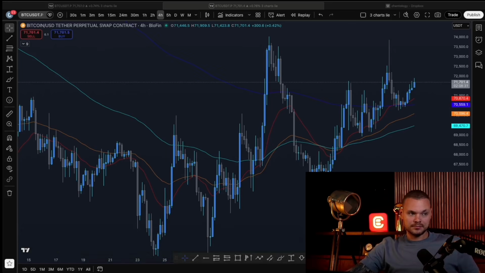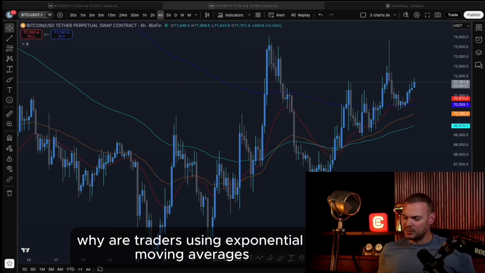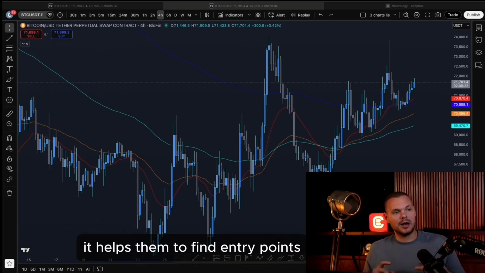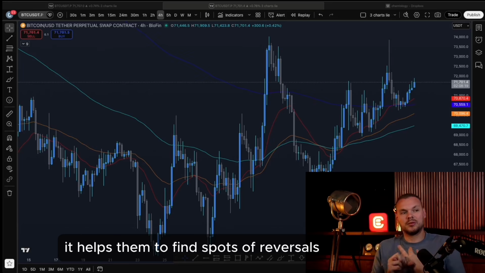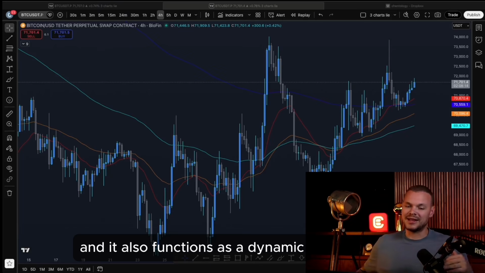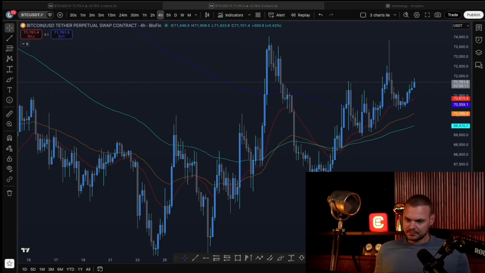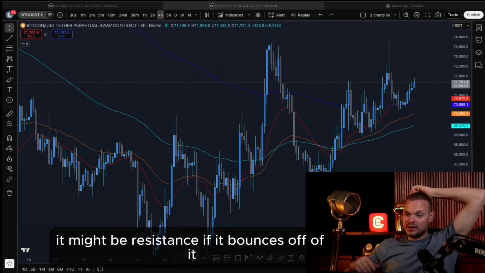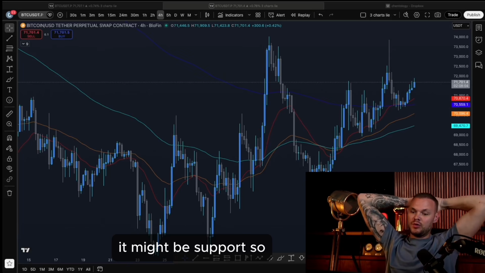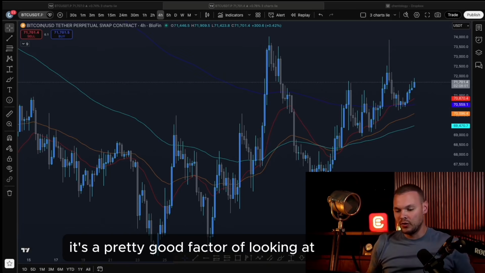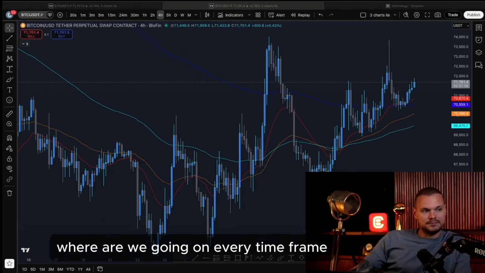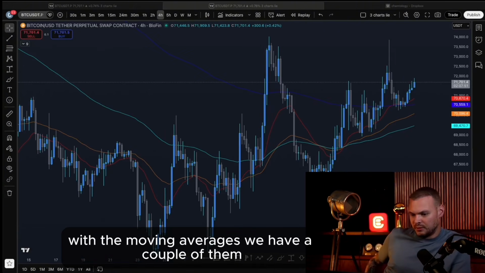below, we're bearish. Why are traders using exponential moving averages, or the EMAs? It helps them to identify trend, it helps them to find entry points, it helps them to find spots of reversals, and it also functions as a dynamic support and resistance. Why? Because if price goes against it from the downside, it might be resistance. If it bounces off of it, it might be support. So it's a pretty good factor of looking at where are we in the market, where are we going on every time frame.